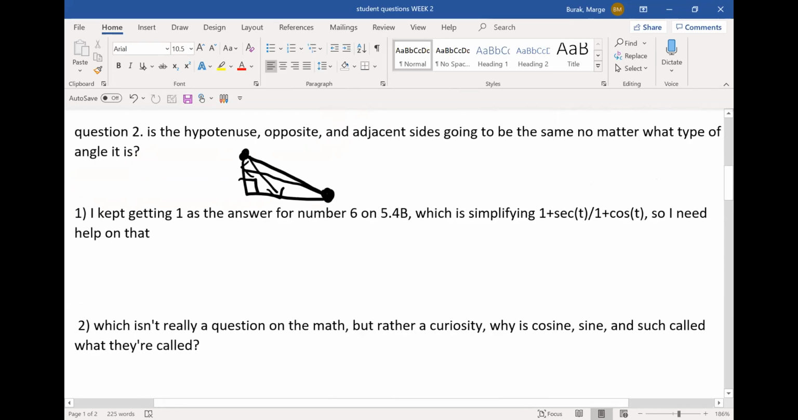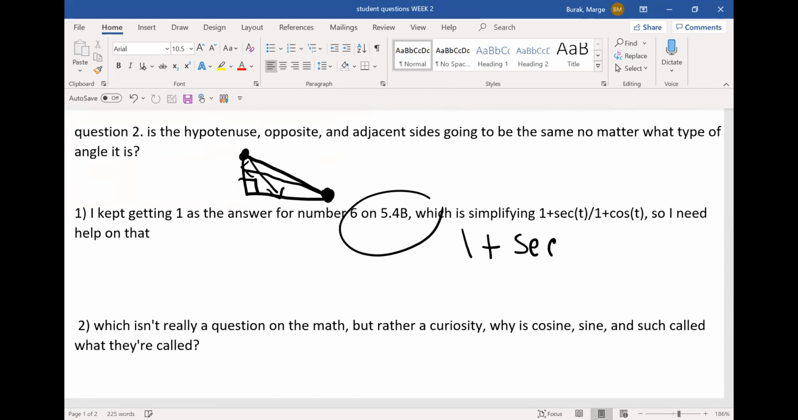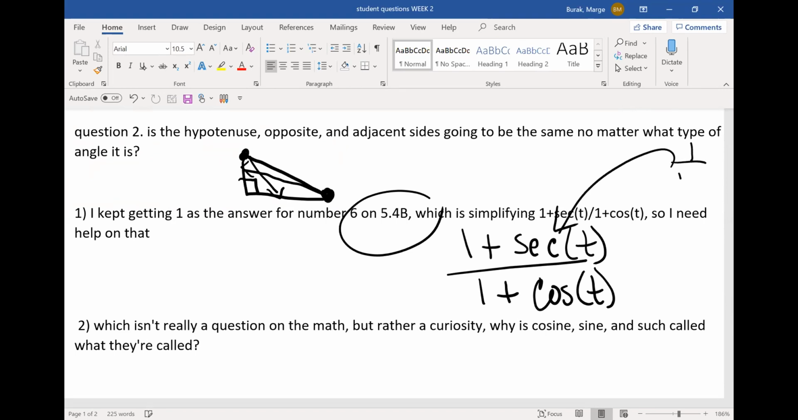One student said, I keep getting 1 is the answer, and they told me exactly which problem they're doing. And I really appreciated it. And so I think I asked them to send me a picture of what they tried so far. 1 plus secant over 1 plus cosine. And again, changing secant to 1 over cosine is the ticket. And so you'll get 1 plus 1 over cosine.